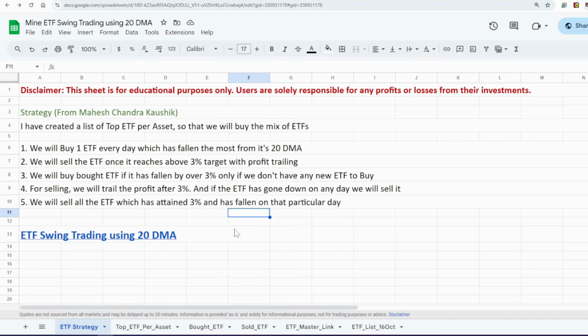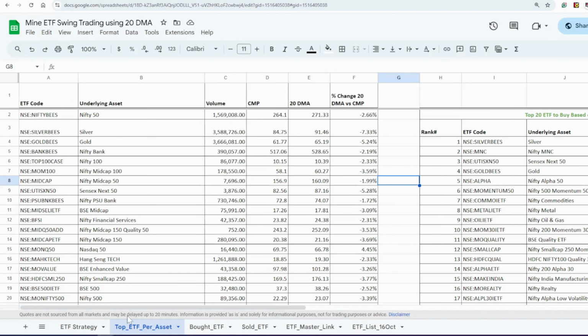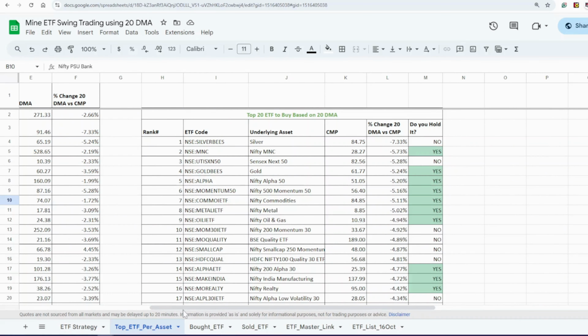I have just given a refresher before going into my ETF list. Okay, so this is the list of ETFs which I have. I'm just creating a top 20 ETFs to buy based on the 20 DMA. As you can see, Silver Bees has fallen the most, that is minus 7.33% based on its 20 DMA. Similarly, the next is MNC, which has fallen by minus 5.73. Now, as you can see, I already have MNC in my list, so I will not be buying this. And say for example, since Silver Bees is not in my list, I will be buying it the next day.